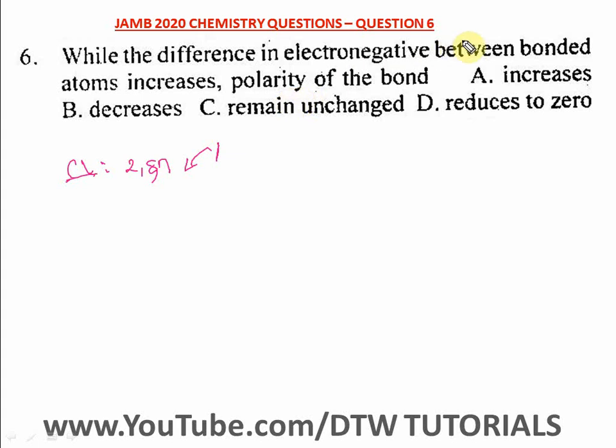So when there is a difference in electronegativity and it increases, the polarity of the bond increases as well. When the difference in electronegativity between bonded atoms increases, the polarity of the bond increases as well. So the answer to question 6 is A, increases.